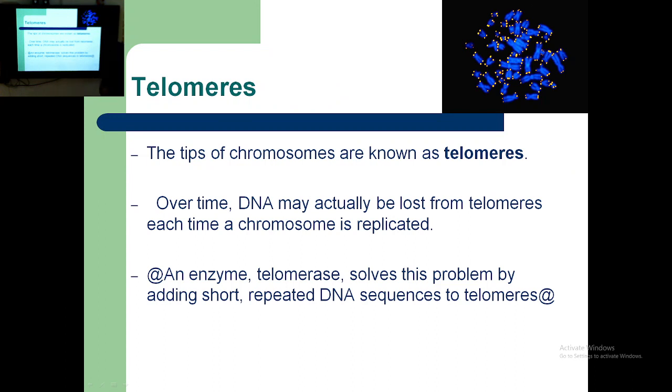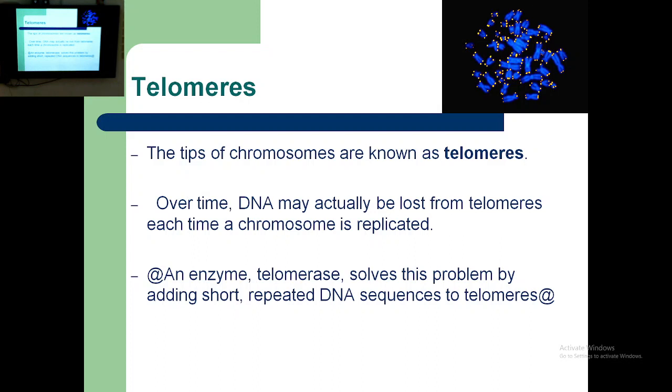You have to know that at the tip of the chromosomes, at the tip of the DNA, there is a region called the telomeres. If you look at the picture here, the yellow part of the chromosomes are the telomeres. Over time, DNA may actually be lost from telomeres. So each time a chromosome must replicate, it will lose a small part of the telomeres.